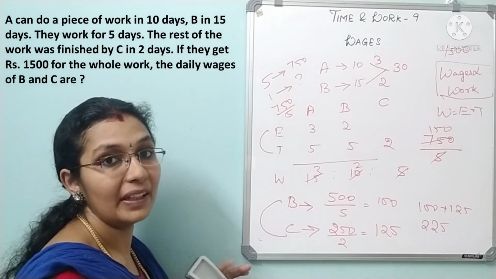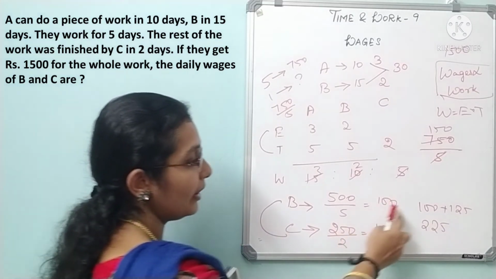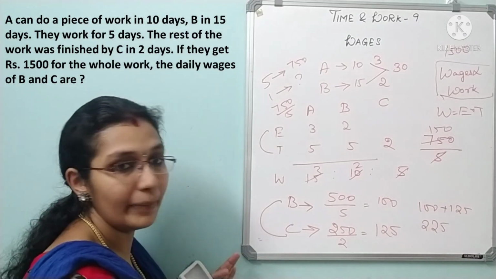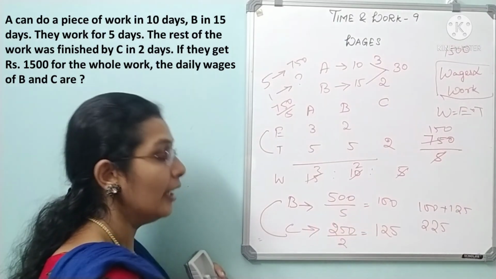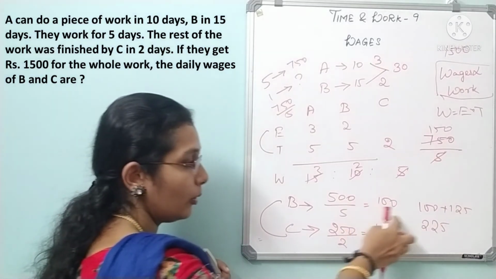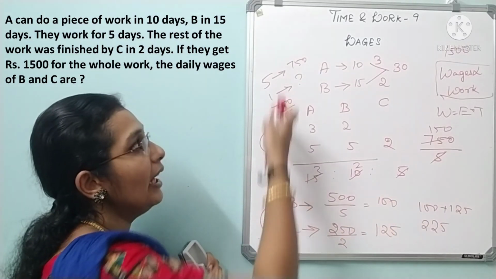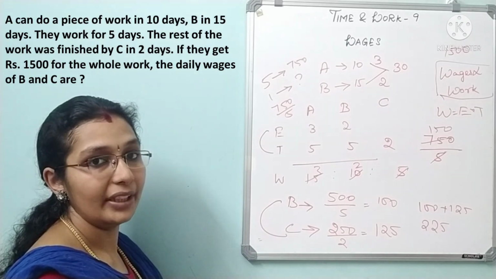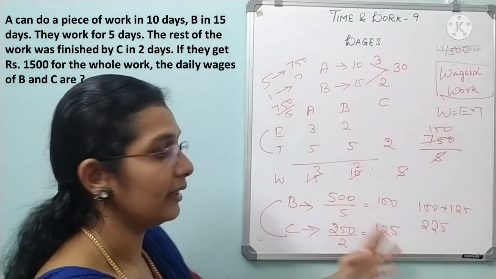Here we'll have to find the daily wages. This is nothing but their individual share, that is for some period of days they are getting this much money. So for 1 day how much they are getting, we'll have to find. How will you find? The total amount divided by how many days they work. Once you do that, you will get the answer.